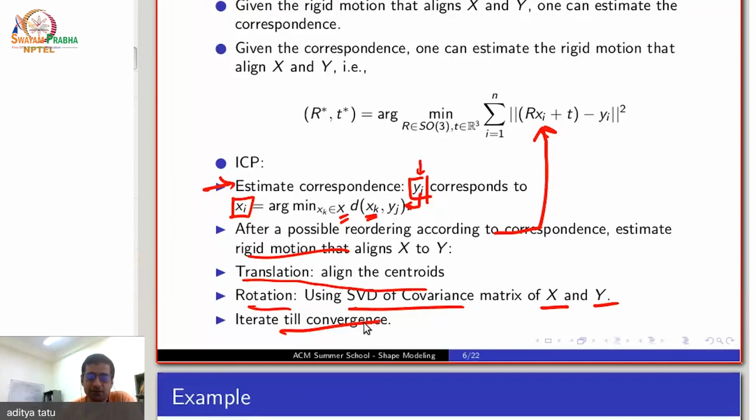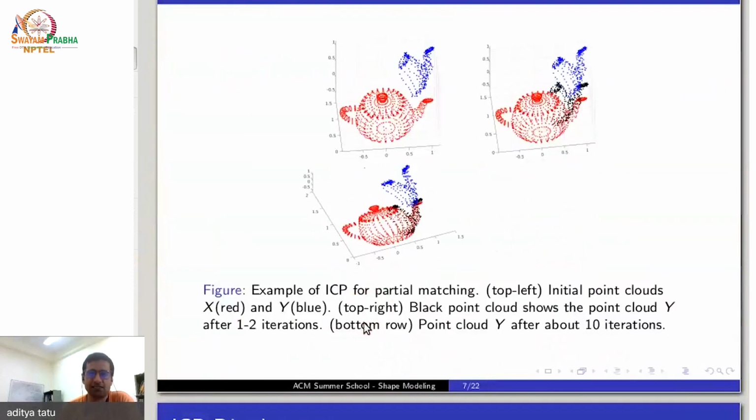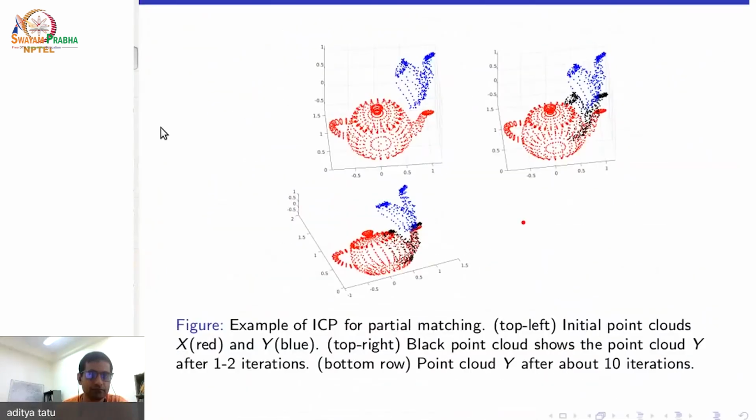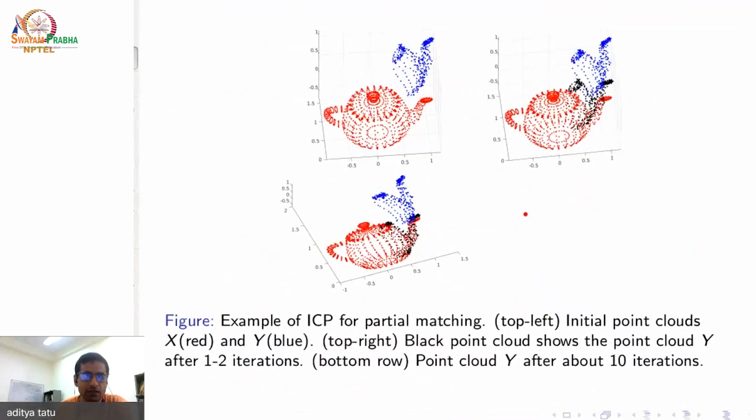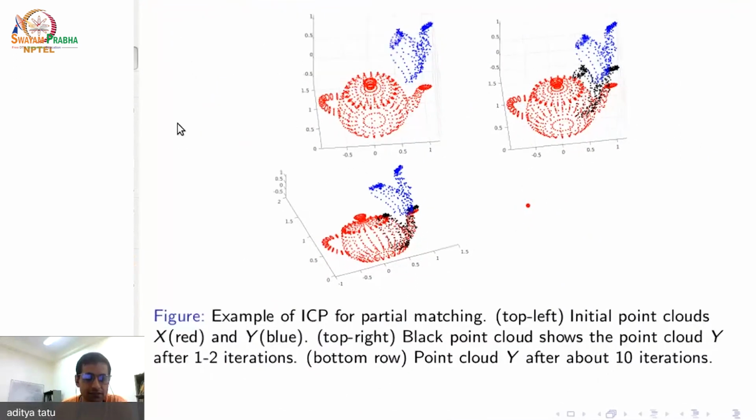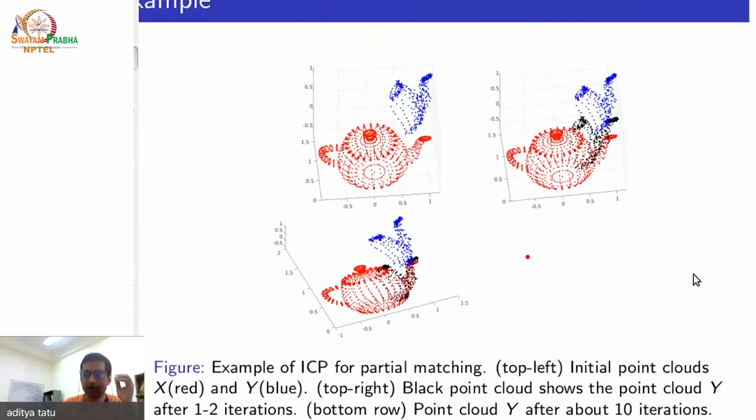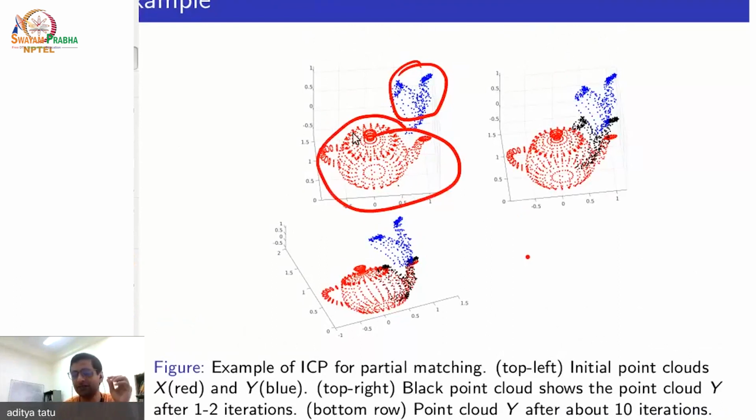Let me show you an example of this process. I'm going to use this partial matching problem to demonstrate this. I hope the details are visible. So what you see is the original red teapot mesh, and I've taken a part of it and moved it myself. Now the problem is I want to match this part of the mesh with the entire mesh. In some sense, I'm simulating a partial shape matching problem. Is the mesh visible, everyone?